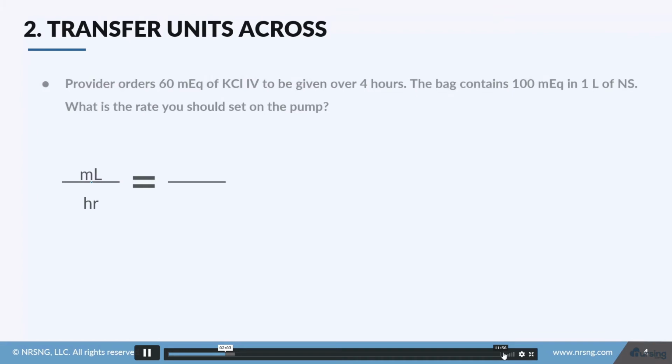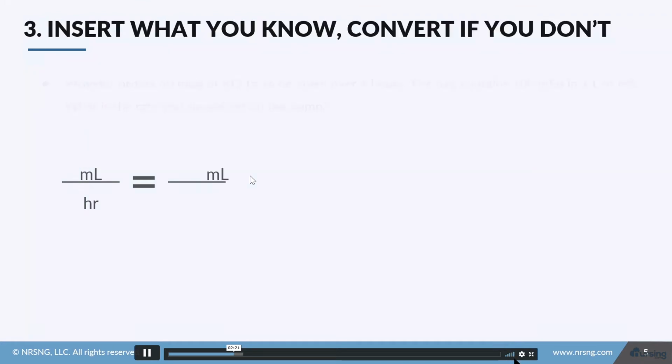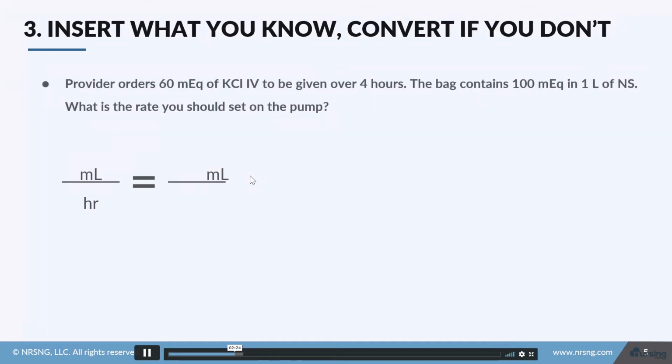Now, once you've got that, the next step is to transfer the units across. So in this case, we're going to take the milliliters from the left and shift it directly over to the right-hand side. This is going to help set us up for success so that we know we end up with the right units in the right place. Once we've transferred our units over, the next step is one that you're just going to keep repeating: insert what you know, convert if you don't.